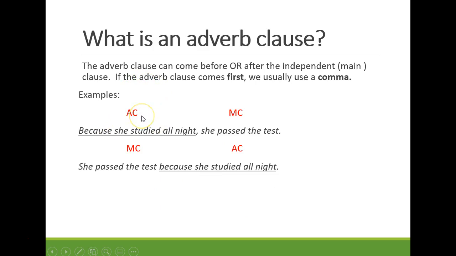So something important to remember when you are working with adverb clauses is when to use a comma. If the adverb clause comes first, you follow it with a comma, as we see in this sentence. If the adverb clause comes second, we typically do not use a comma.